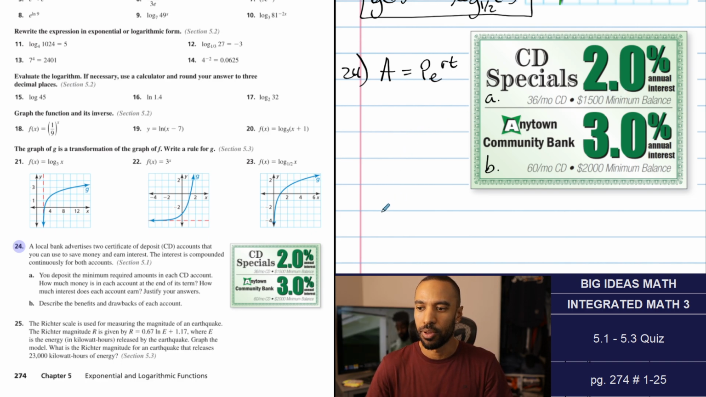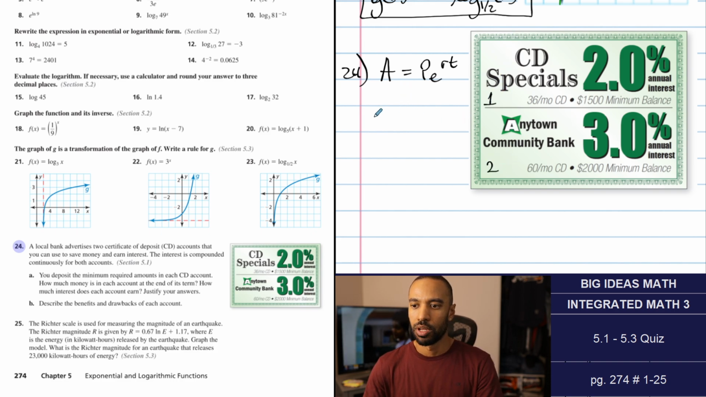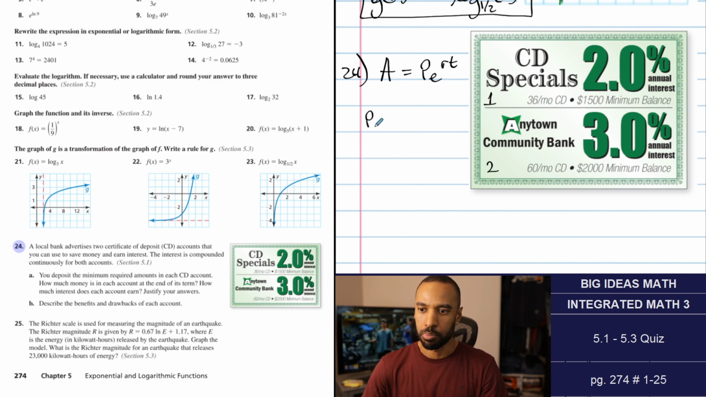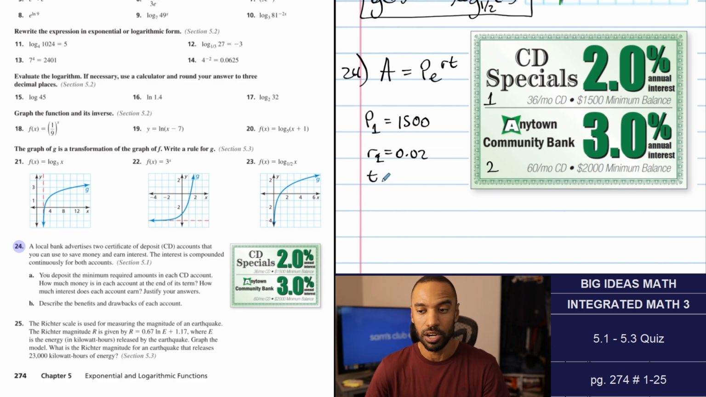If we apply the minimum there, actually, let's call them 1 and 2, because I want to say A sub 1 and A sub 2 here. So for these things here, my principal interest, P sub 1, is going to be $1,500. The interest rate is 2%, that's 0.02, and something that they never spoke of in the section itself, because they didn't get to do a lot of these problems. I'm glad we're doing this one here.